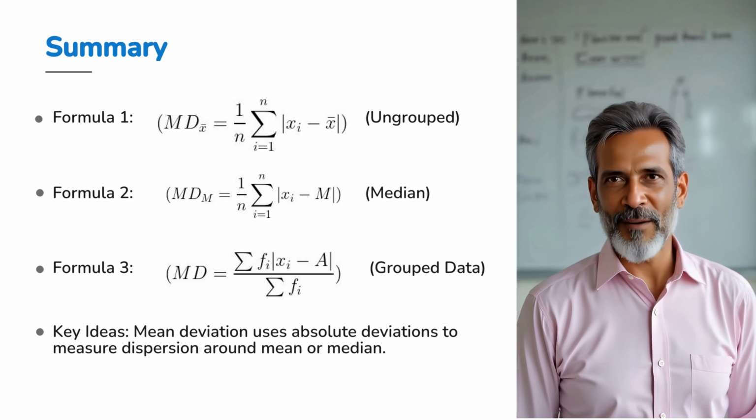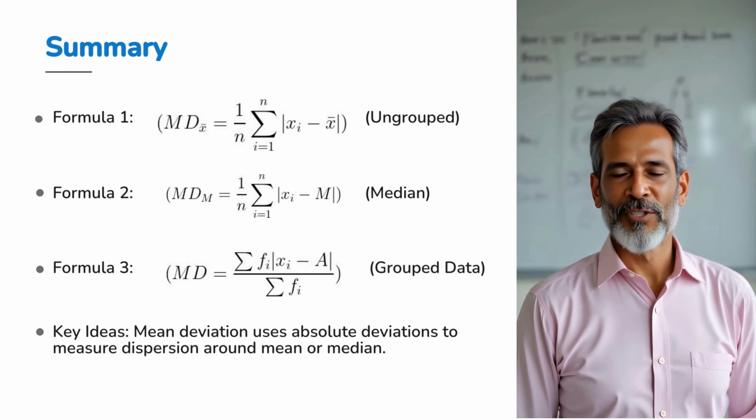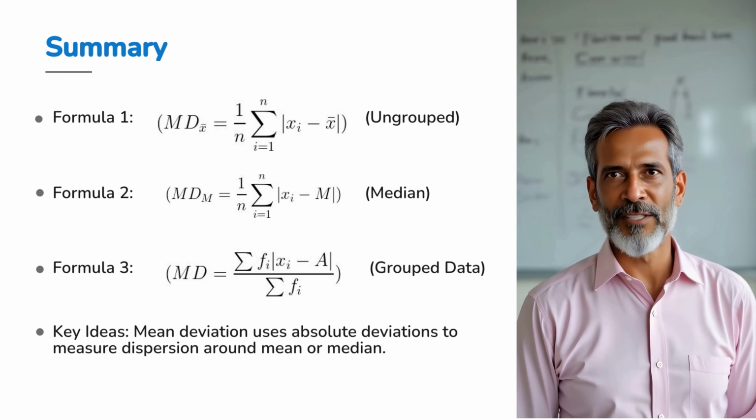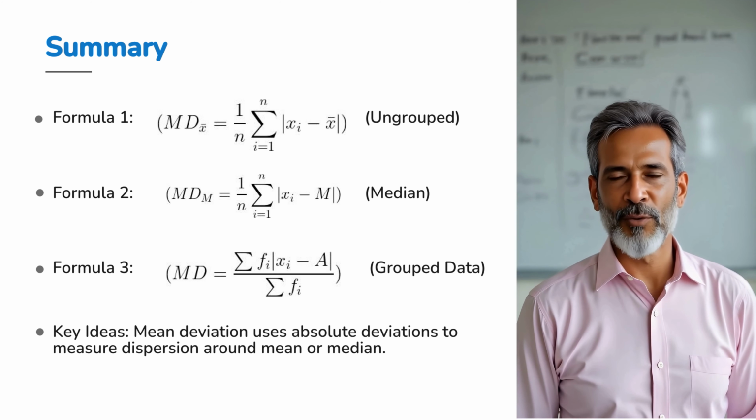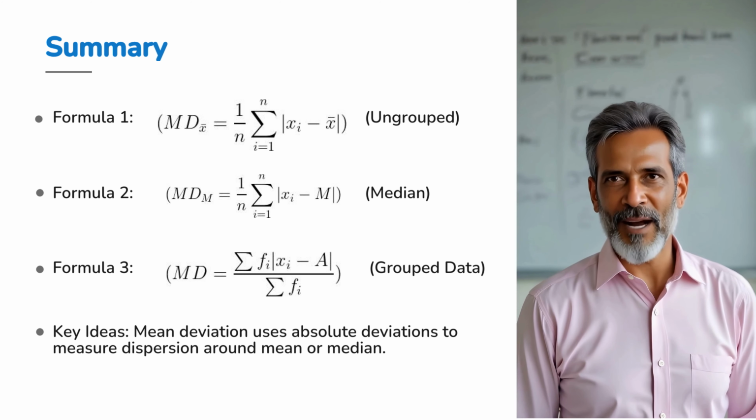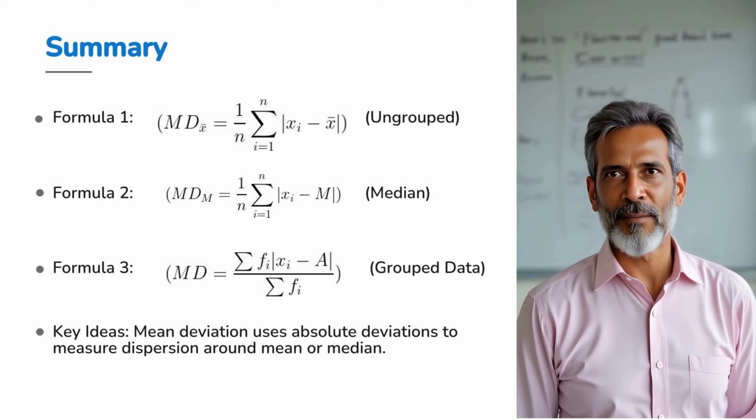Key takeaways: mean deviation measures spread using absolute differences from a center, either mean or median. It is especially handy when data is skewed or contains outliers, as mean deviation about median reduces the effect of extreme values. The coefficient of mean deviation helps us compare dispersion across datasets by standardizing the measure. And when dealing with group data, remember to use class marks and frequencies as your computational foundation.